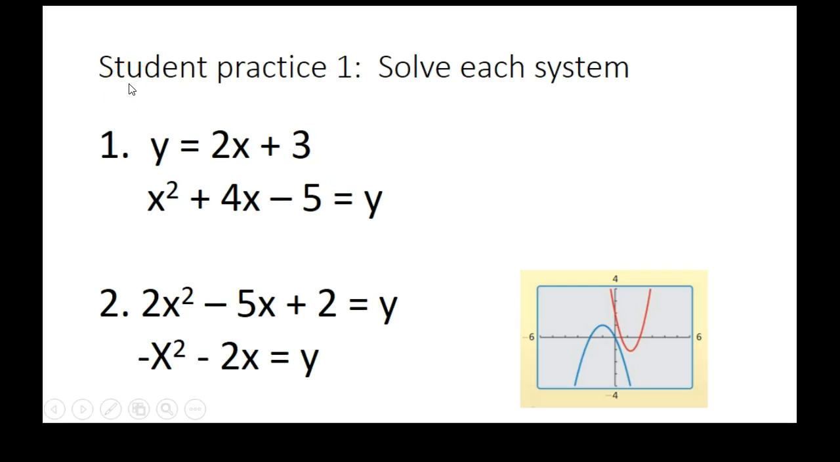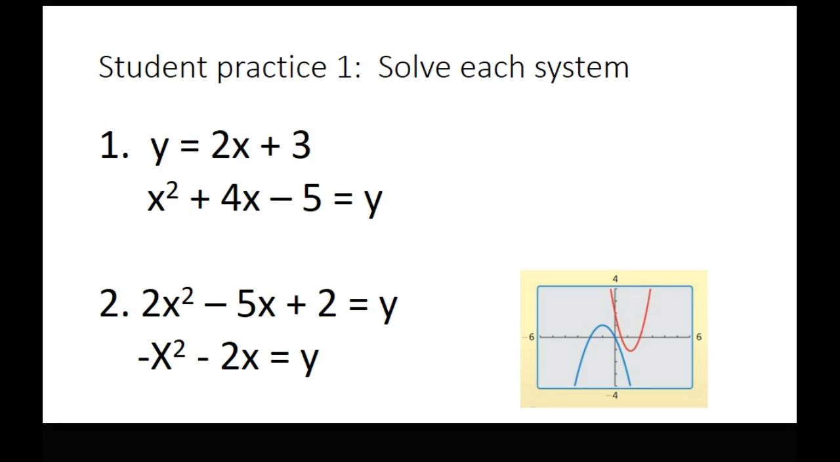So I went ahead and graphed number 2 just so you guys can see why we end up with a negative under the square root. It's because they don't touch. There is no solution to the system there.